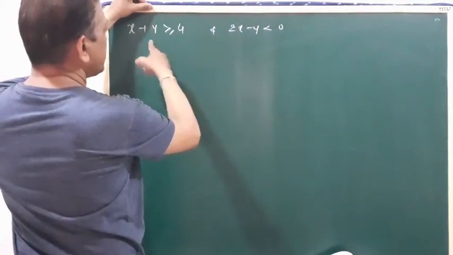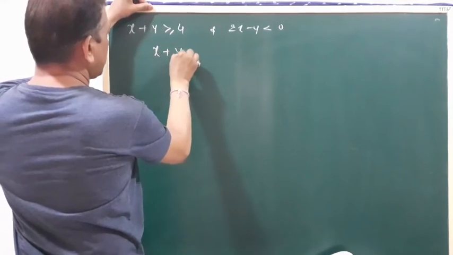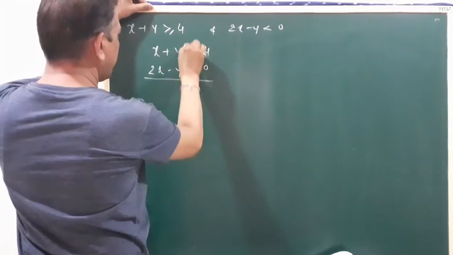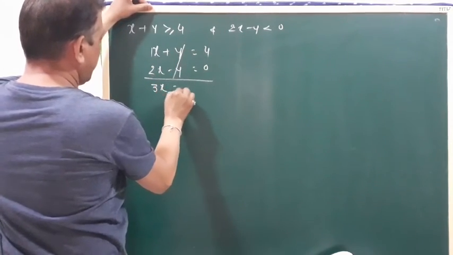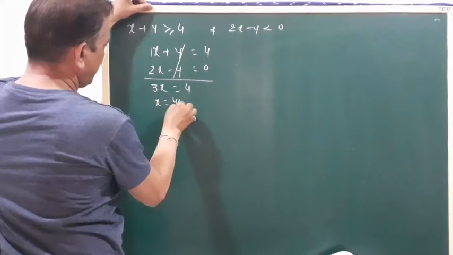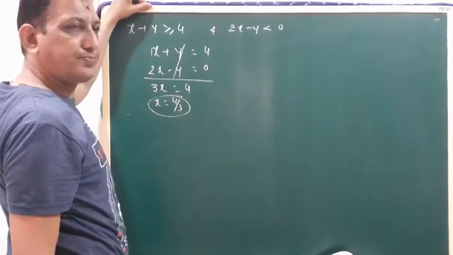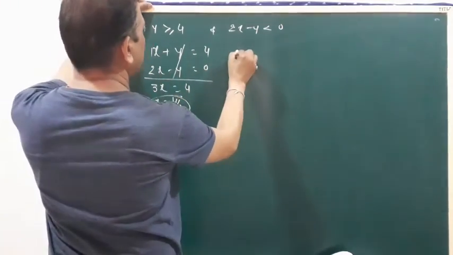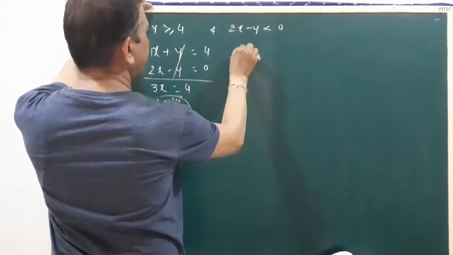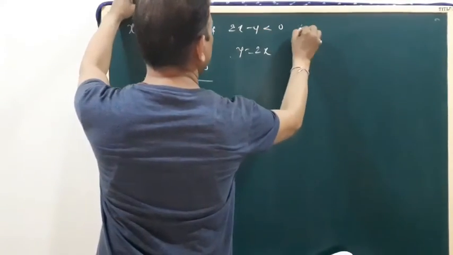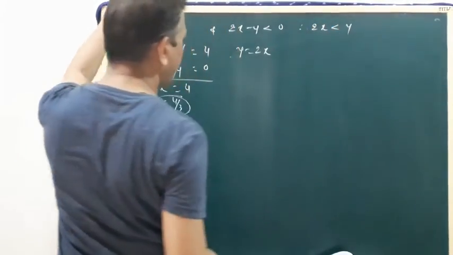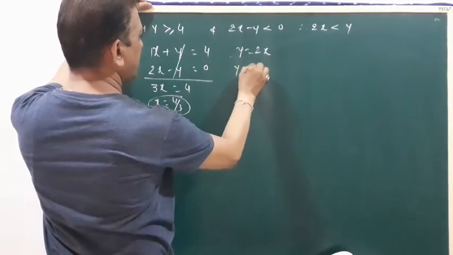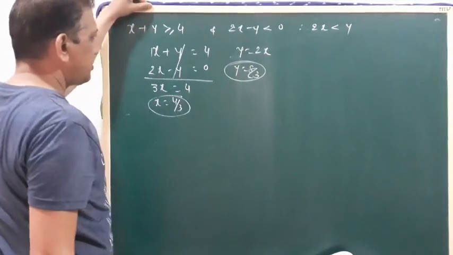First we solve this equation: x plus y equal to 4, 2x minus y equal to 0. Cancel. 3x equal to 4, x equal to 4 by 3. Now put x equal to 4 by 3 in the second equation. Here the second equation, y equal to 2x, since y is on the right side, so 2x is less than y. Put here x equal to 4 by 3, so y equal to 8 by 3. This is our intersection point.